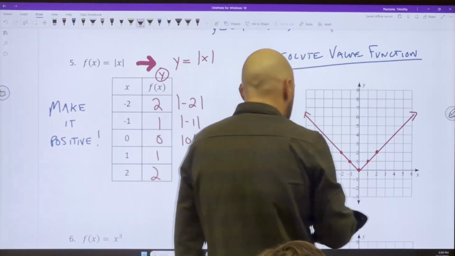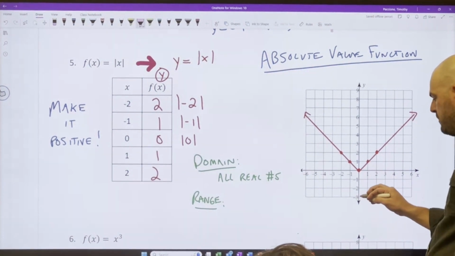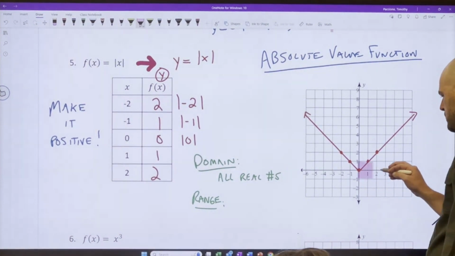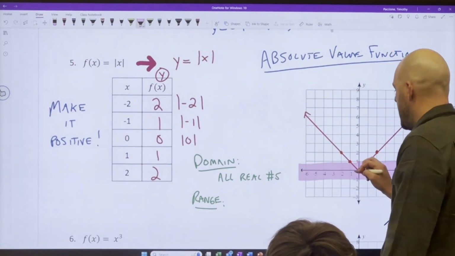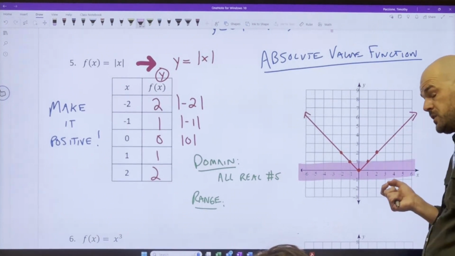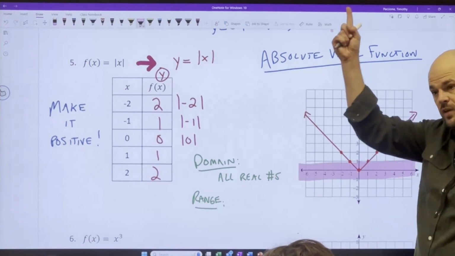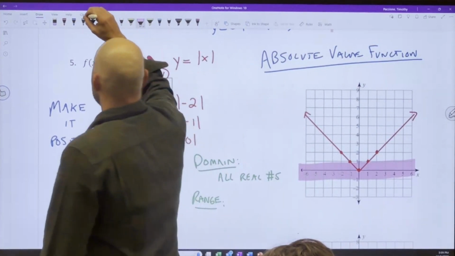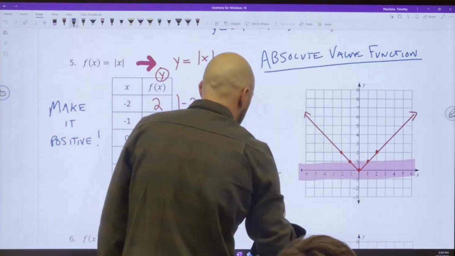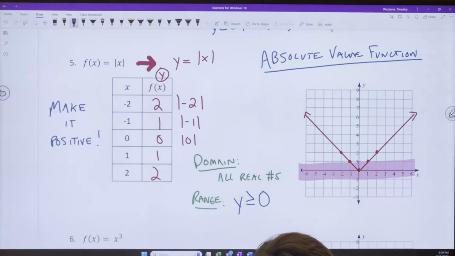For y, I start at the bottom. I don't see an arrow. There's no value yet. So I'm going to go up until I see one. Where's my first value? 0. So I have a wall here. And then, is there any limit going that way? No. So if I had to tell somebody, hey, the y's here can be anywhere from 0 to infinity. In other words, y is greater than or equal to 0. It can be 0 or it can be more than 0. And that tells the full story. Okay?